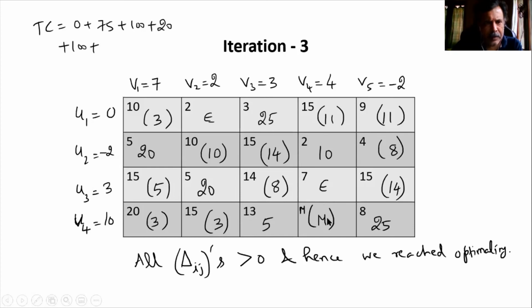Then 8 into 25, that is 200. So we can add up this. I think it will work out to 200 plus 100, 300, 400, 495. And since all these costs, I think in the original problem, it was in terms of hundreds, I think.